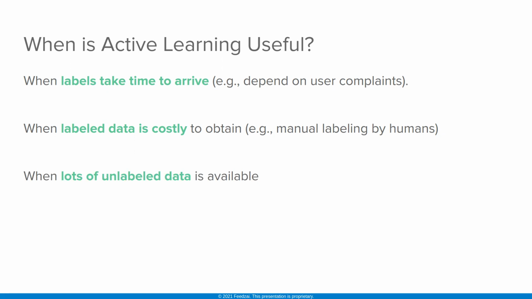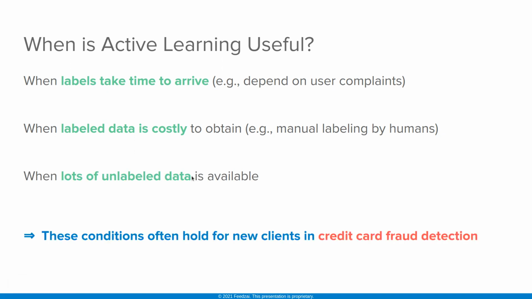Finally, active learning is useful when there is plenty of unlabeled data available to choose from. So again, it is important to prioritize what to label first. These conditions often hold for new clients in credit card fraud detection.